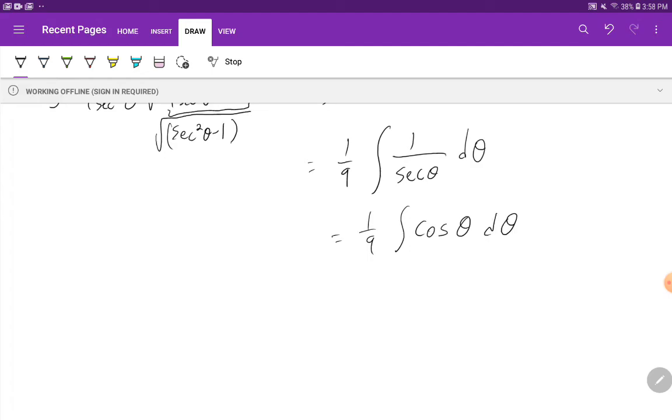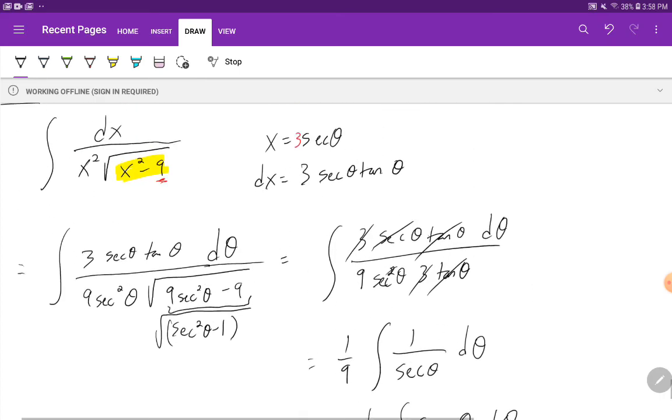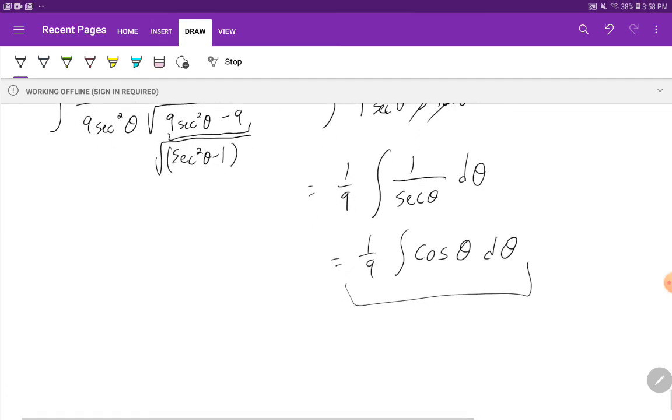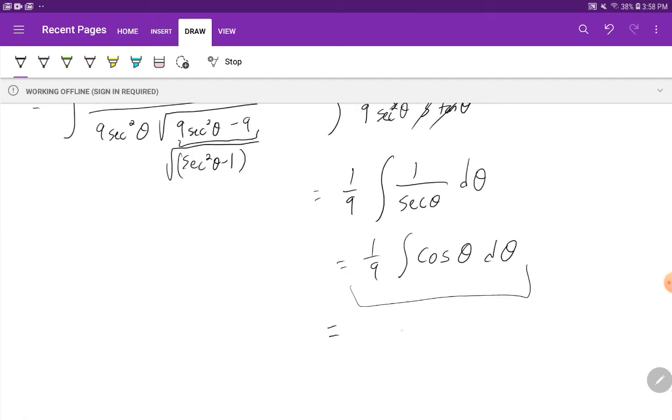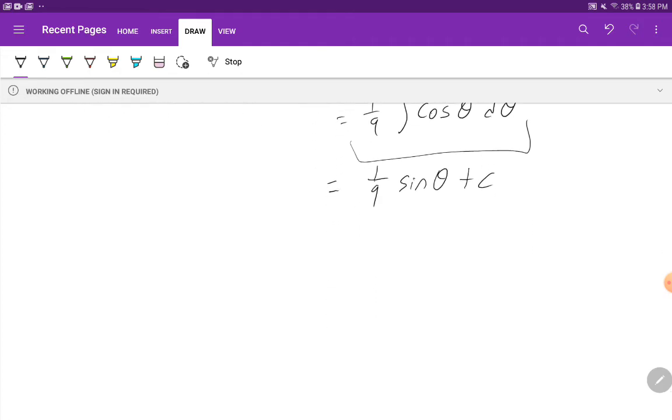Beautiful. I love it. Look how nice this looks compared to our original problem. Ew. Right? So here we go. We know the integral of cosine theta, hopefully. It's sine theta plus C, and can't forget about that 1/9. All right? And we're almost there. We just need to rewrite this in terms of x, and we'll be done.